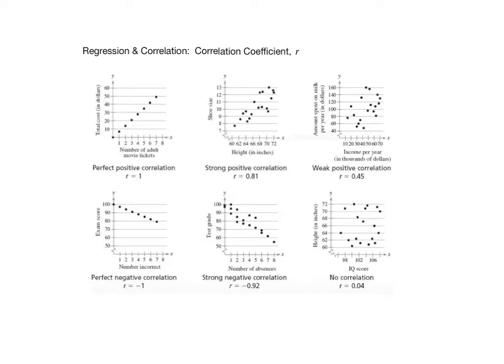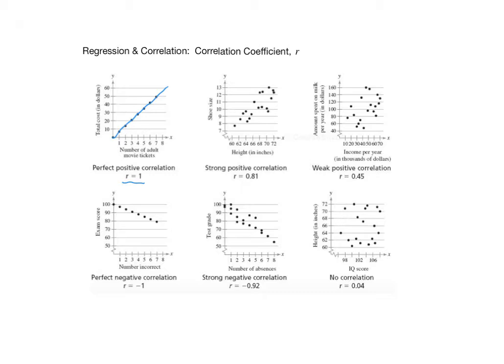We quantify correlation with the notion of the correlation coefficient R. Sometimes you will see this written as capital R, but it's specifically either capital R or lowercase r. So we quantify the correlation in some way. So here are 6 examples. In this particular example, where you have the number of adult movie tickets versus the total cost in dollars, these points lie perfectly on a line. And notice the correlation is positive. We would consider this a perfect positive linear correlation because they all lie perfectly on a straight line. The correlation coefficient with that scenario is R equals 1.